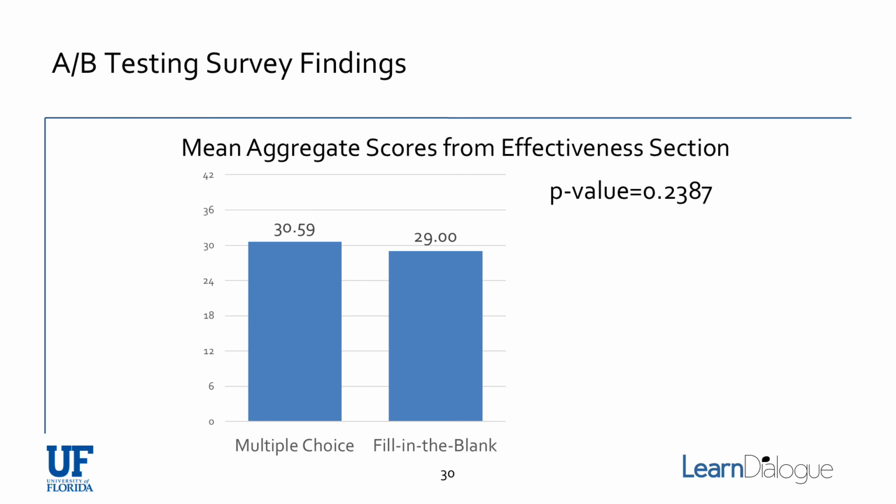The effectiveness section was used to understand the user's perceived effectiveness of the app on helping them practice Java. The aggregate scores for this section were out of 42, with the multiple choice version having an average of 30.59 and the fill-in-the-blank version having 29.00. This difference is not statistically significant according to the paired samples t-test calculation.